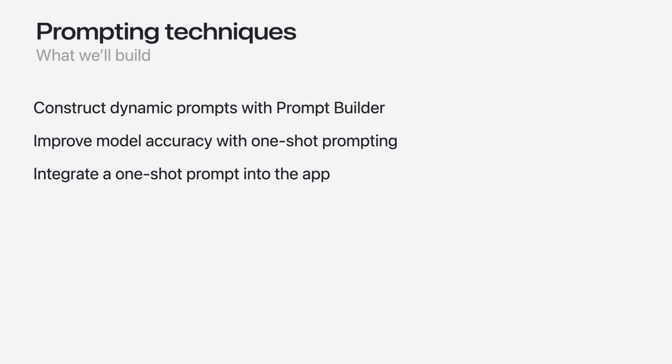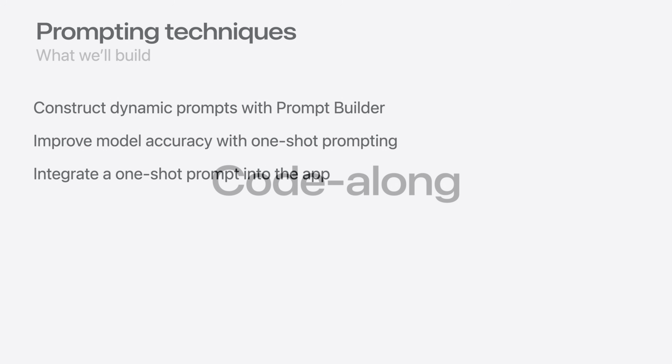So in this chapter, we'll be focusing on improving the quality of our generated content. We'll start again in the playground by using the PromptBuilder API to create more dynamic prompts. Then we'll explore one-shot prompting by providing a high-quality example in the prompt to improve the model's accuracy. Finally, we'll integrate what we learned into our app's itinerary generator. Let's head on over to our code along guide.